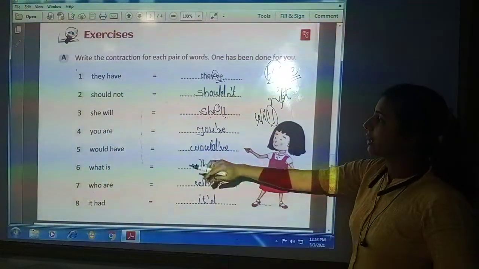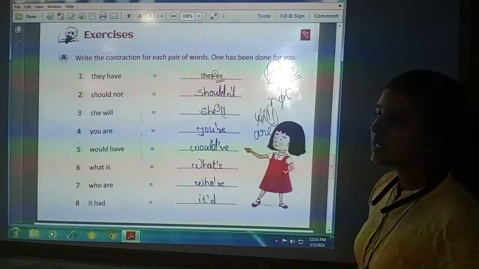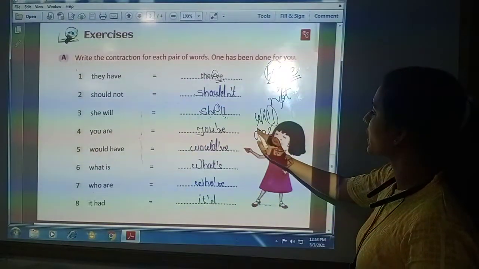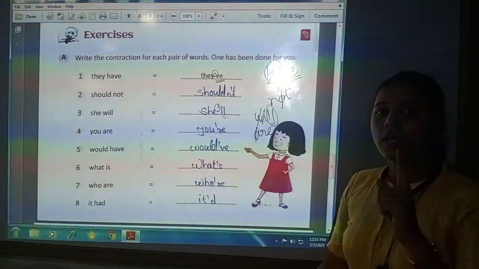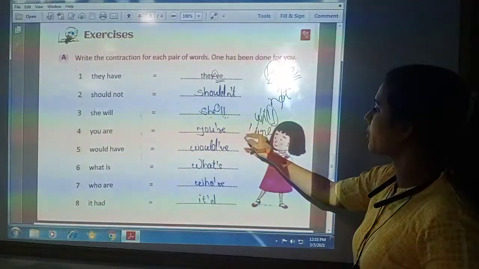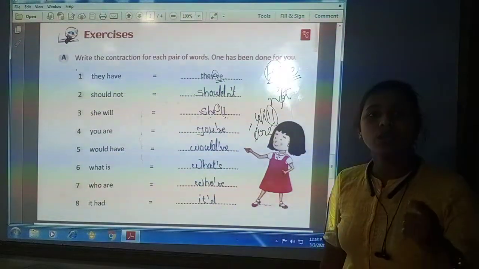Then you are will become you're. R is the second word, and when we have to do contraction with R, we will remove the initial letters of are, and at that place we will put an apostrophe. So it will become U apostrophe R E, you're.